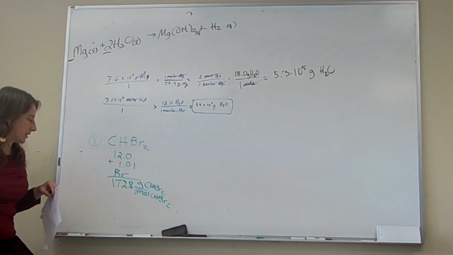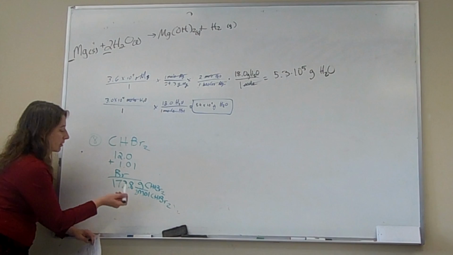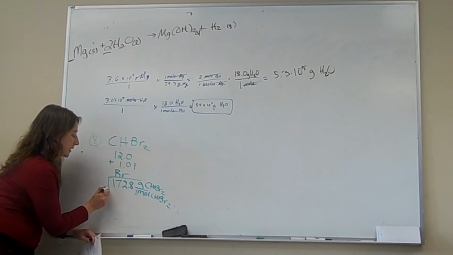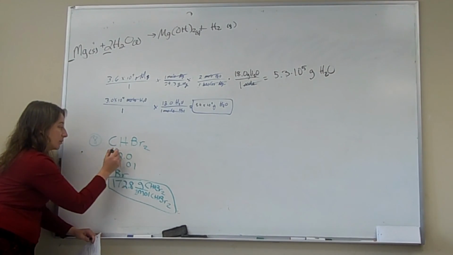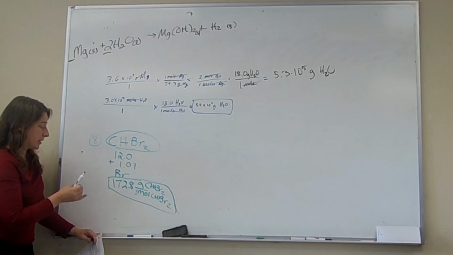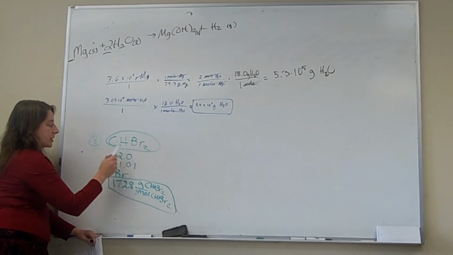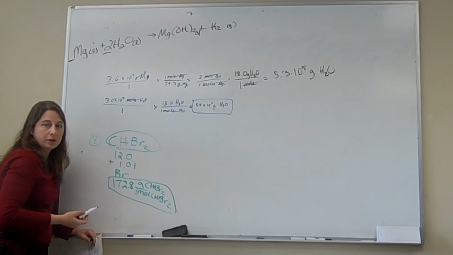So AMU is really something that we probably won't use ever again this year. We're really talking about grams per mole. That molar mass does mean that each molecule of this has a mass of 172.8 AMU, but we never deal with one molecule.